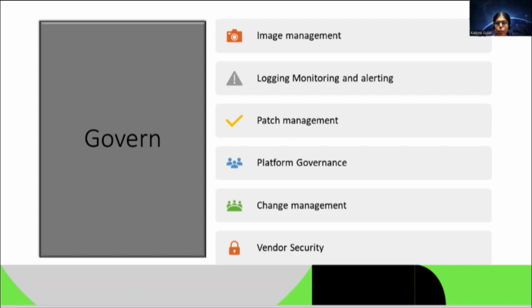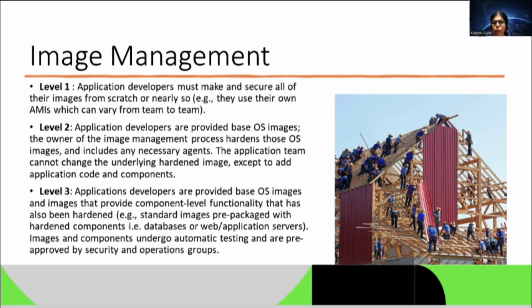So for governance, we'll talk about what we should be doing with image management, logging, monitoring, and alerting, patch management, platform governance, change management, and vendor security. I'll quickly walk you through each of these. When I talk of image management, going forward for all of these, level one would mean what is happening currently in most systems or platforms. Level two is the near time solution, and level three is a good enough solution in the coming future, right?